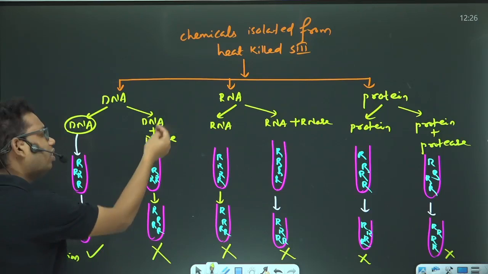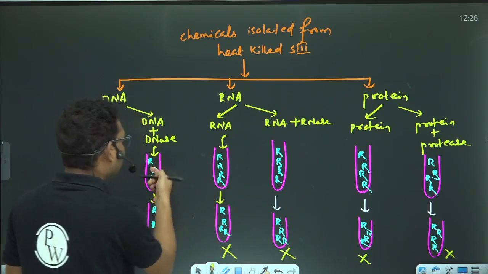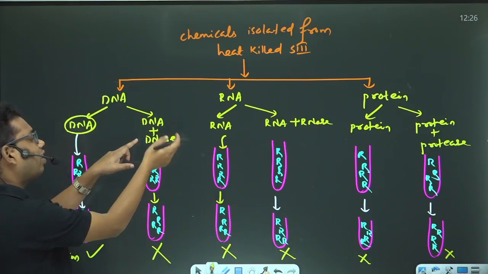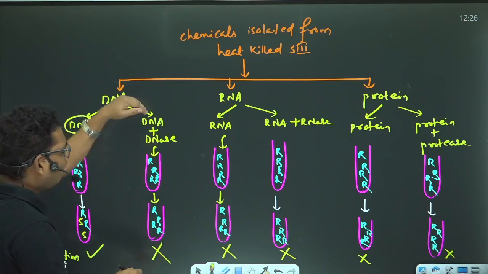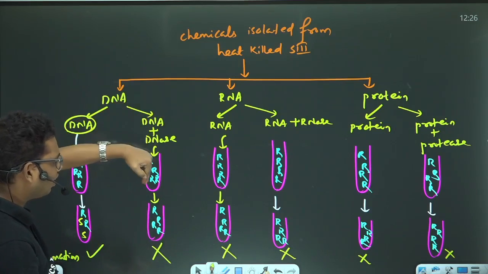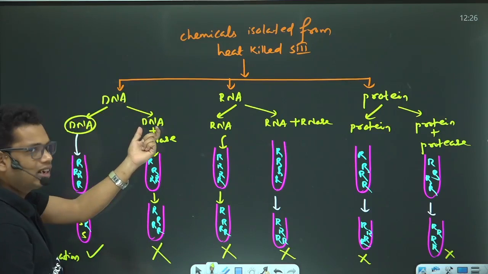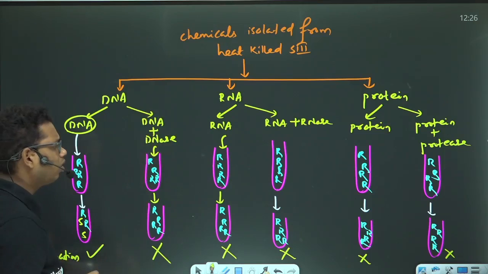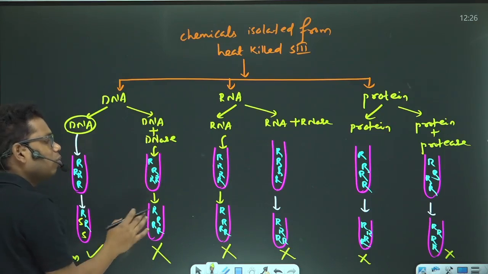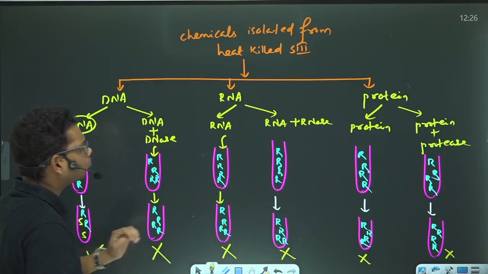In this case, what happened? They had supplied the DNA molecule, but along with the DNA, they had added DNase. So the DNA is broken down. That means the mixture added to this culture medium did not have any DNA molecule, because the DNase had broken down the DNA molecule. So that is why no transformation took place.